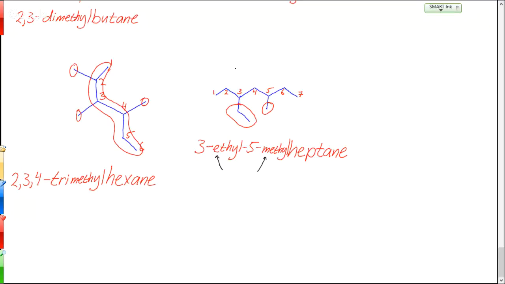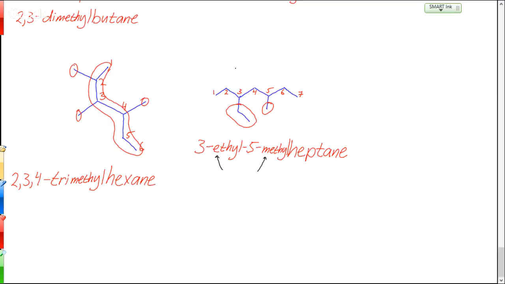So if we have just one, then we write just methyl, right? If there's just one, yes. If there's two of them, it's di. If there's three of them, it's tri. So if there's four, it's just one more.